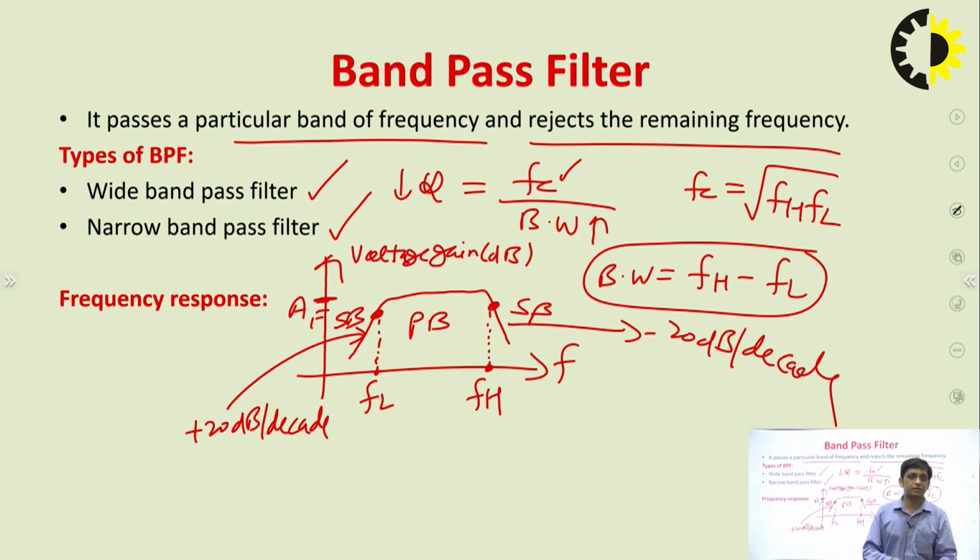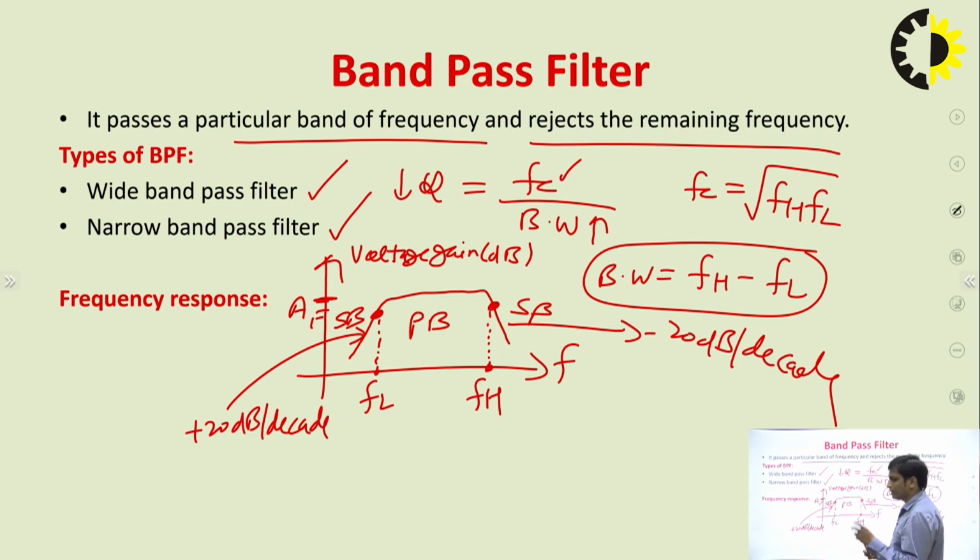And the minimum order required for a band pass filter is 2. We cannot design a single order, first order band pass filter. The minimum order requirement is 2, because at least 2 poles are required to design a band pass filter. You can understand that one pole gives minus 20 dB per decade, fine. So from there you can understand that if we are going to design a band pass filter, the minimum order required is 2.